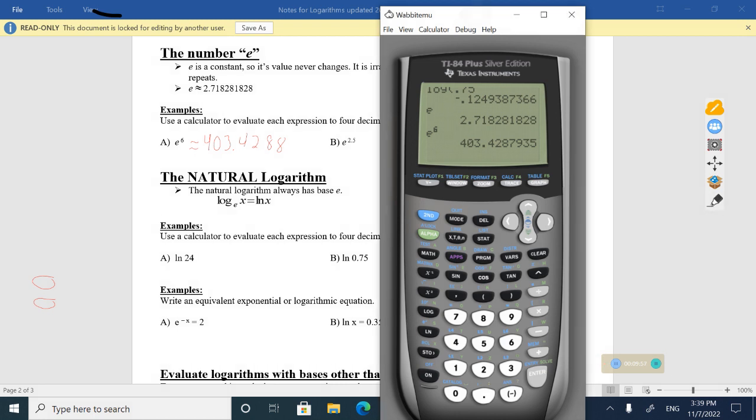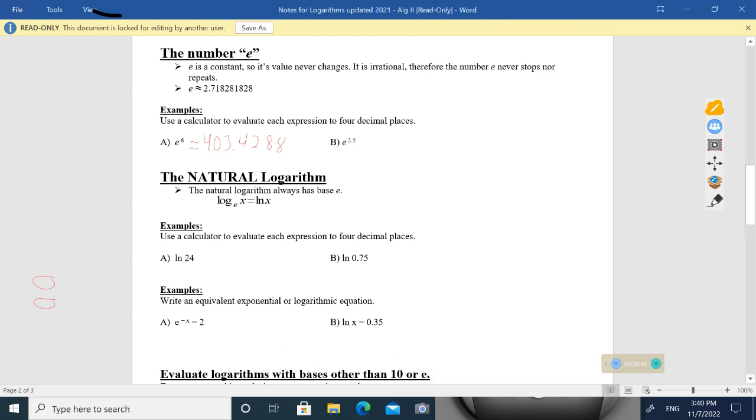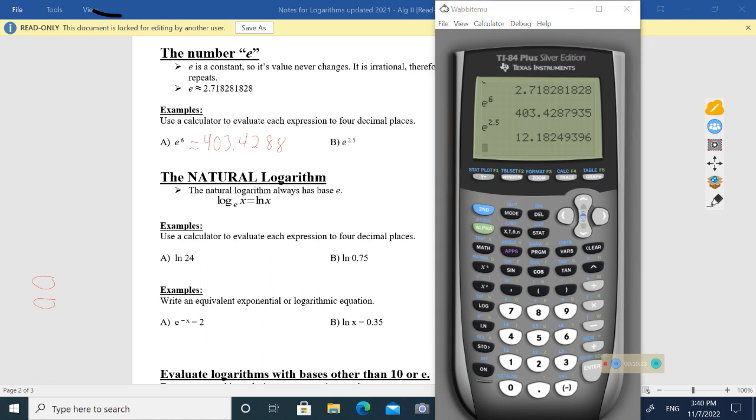All right, now I also could have done the problem by using the second divide key. So I'm going to do example B here. Second divide to the 2.5 power. I use the caret key to raise it to a power. And that's going to be approximately 12.1825.